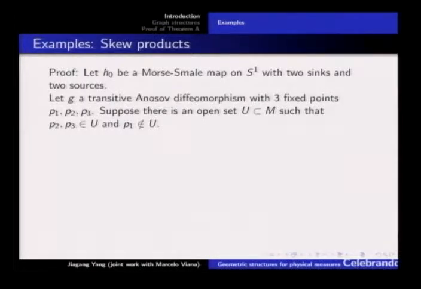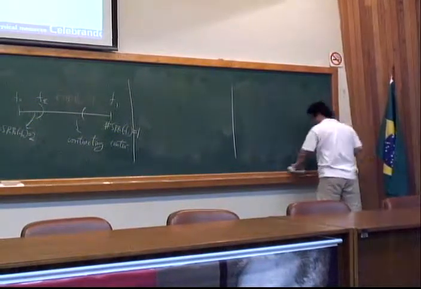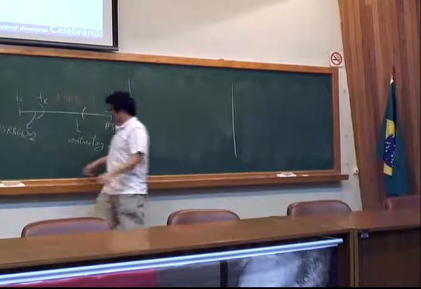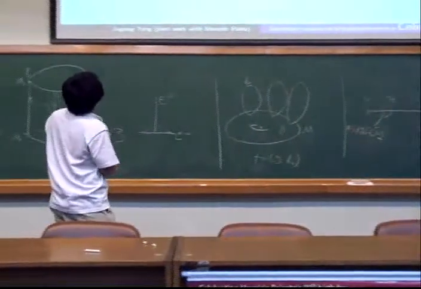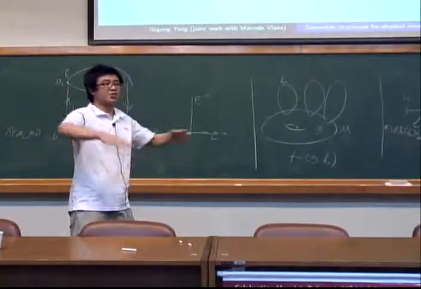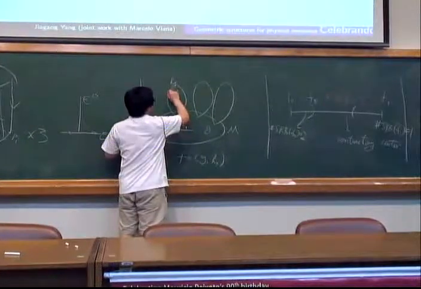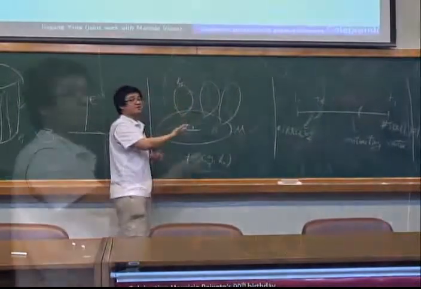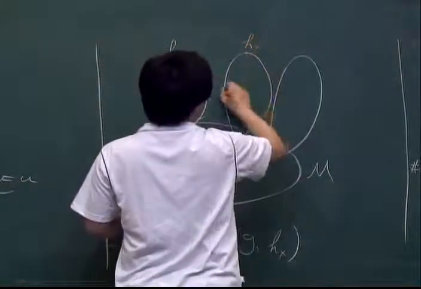First, we construct f0. So for f0, we suppose the G is a transitive Anosov map, and H0 is a Morse-Smale map. So we have a skew product. So for H0, we have this phenomenon. It's Morse-Smale. And so here we have Hx also.